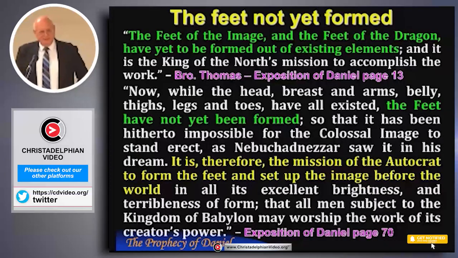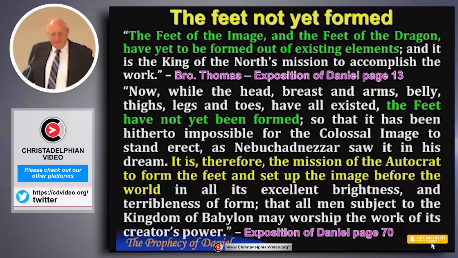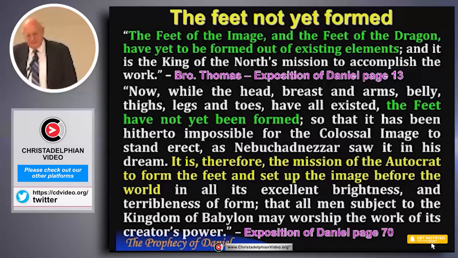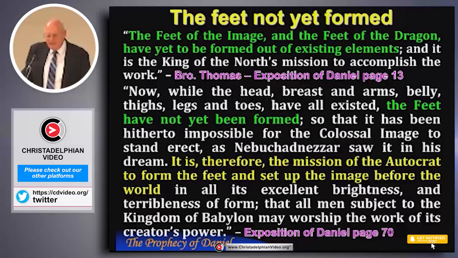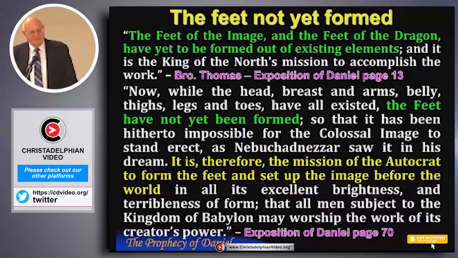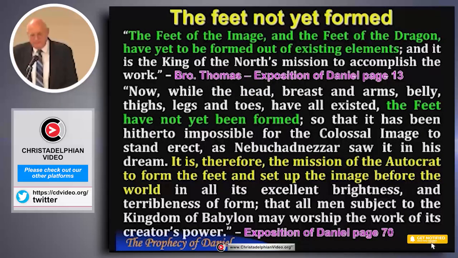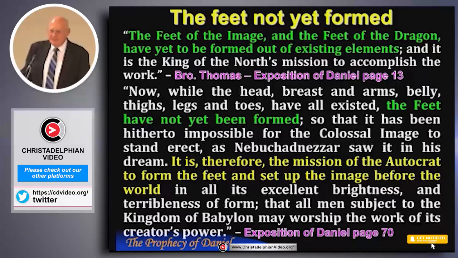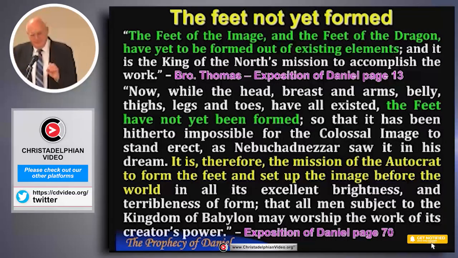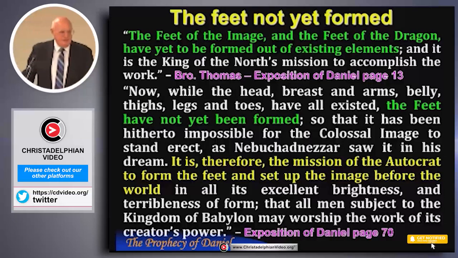And we need to turn to the feet. This is what he says about the feet in the exposition of Daniel, page 13 and page 70. He says, the feet of the image and the feet of the dragon, there's your connection between Daniel and the Apocalypse, have yet to be formed out of existing elements. And it is the king of the north's mission to accomplish the work. He goes on page 70 to say, now while the head, breast and arms, belly, thighs, legs and toes have all existed, the feet have not yet been formed. Now he wrote this in 1854 and they still haven't been formed.